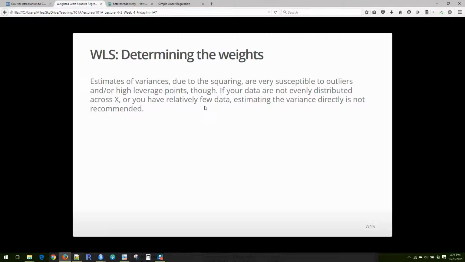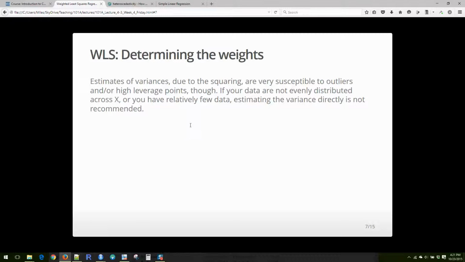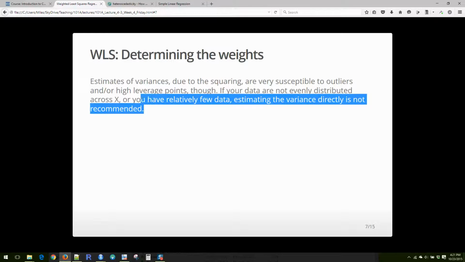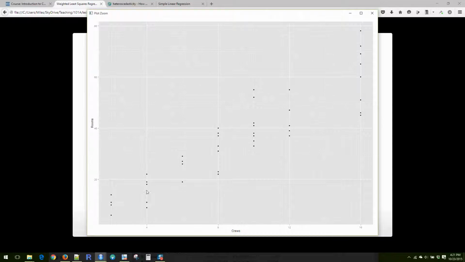Here is one caution though. At each value of X, it seems like the Y values are fairly well behaved. But if you have some really high outliers or leverage points, estimating the variance directly could be a problem, because what we're going to do is say, I've got these 1, 2, 3, 4, 5, 6 data points, and I'm going to take the variance of these 6 data points.